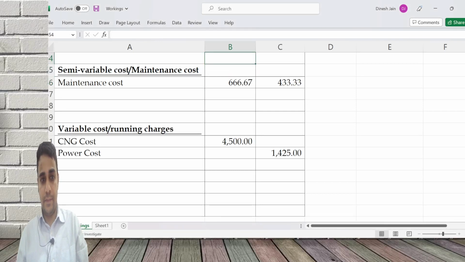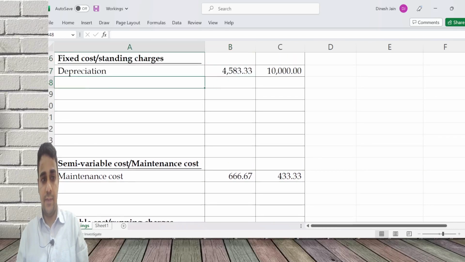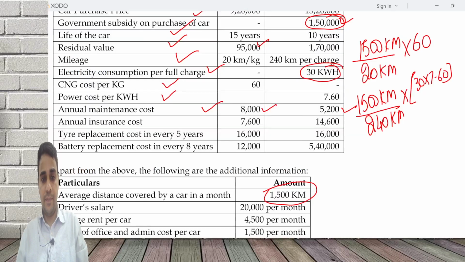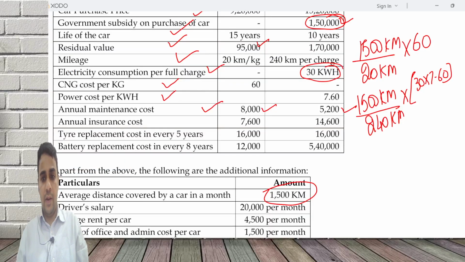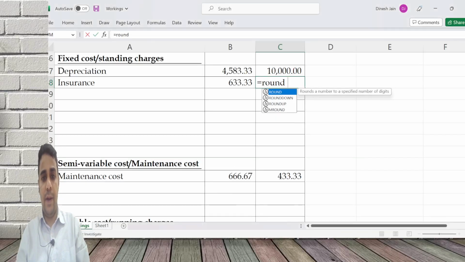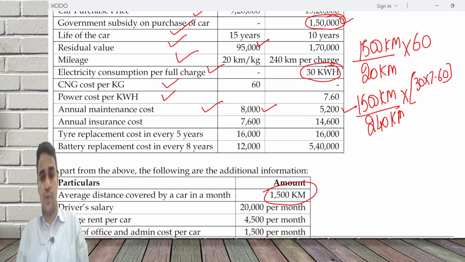Maintenance, similarly insurance, 7600 by 12 and 14600 by 12, 7600 by 12, 14600 by 12.